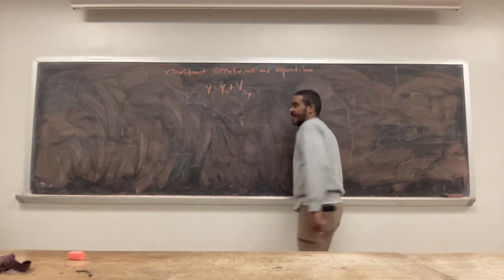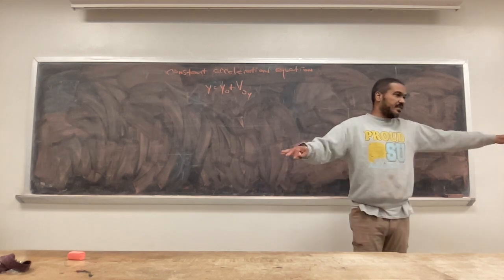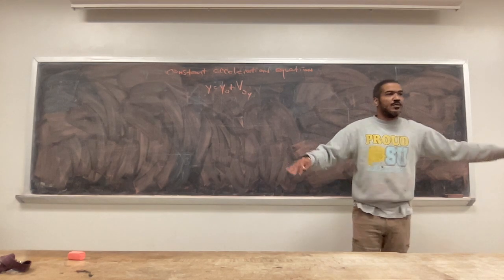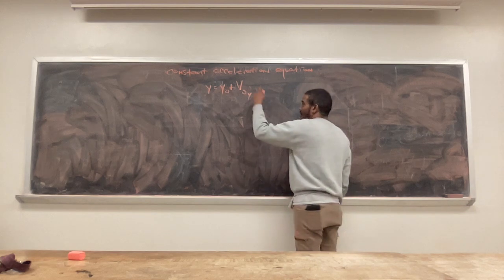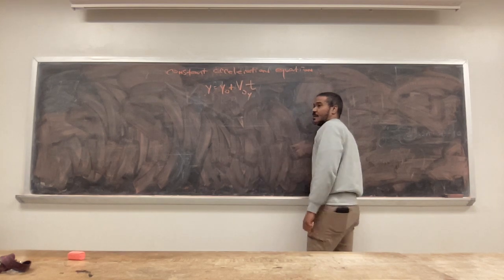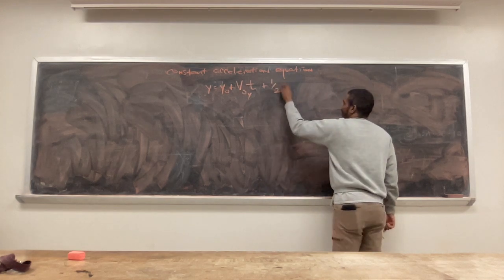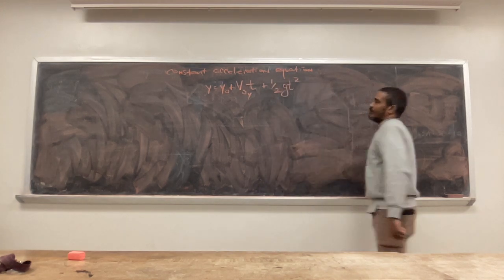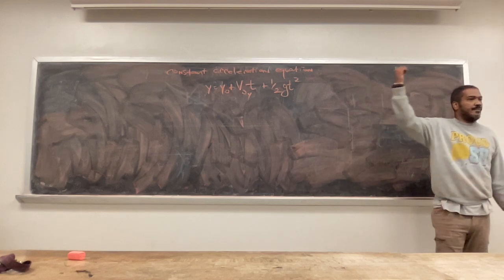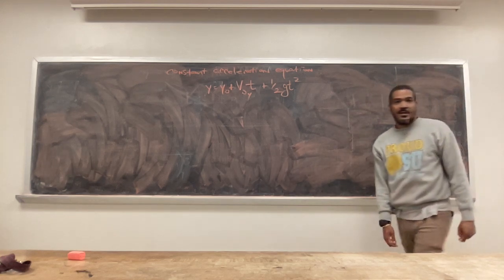The y or the x could be in the y or the x, depending on what we're talking about, right? Because we're talking projectile motion. But normally we're talking about the y, right? Plus 1/2 gt squared, right? That's where we're starting from. That's where we always start from, right?